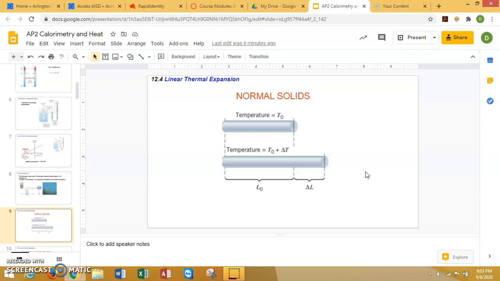Some of this may be new to you when we look at something called linear thermal expansion. So when metals get hot, they expand. And so a lot of times in this section, there will be problems that will either ask you to find the change in length or find the new length, which are two different things. This doesn't happen on the AP test a lot, but could be there.